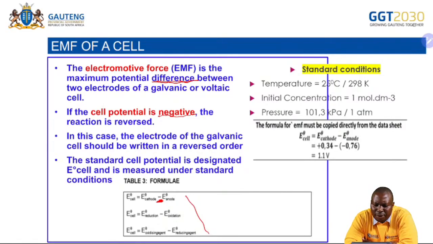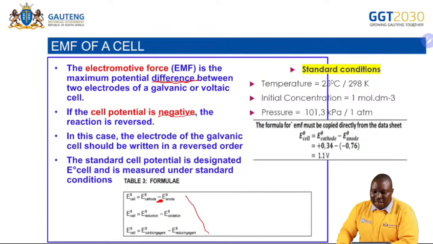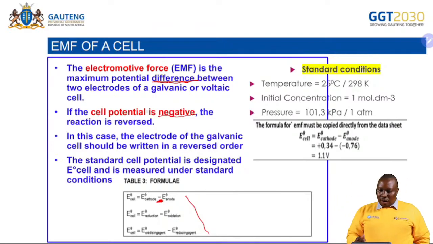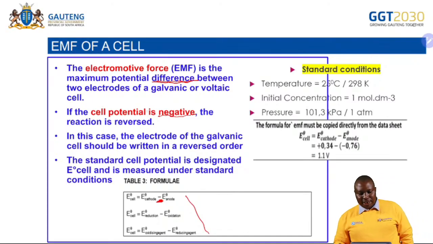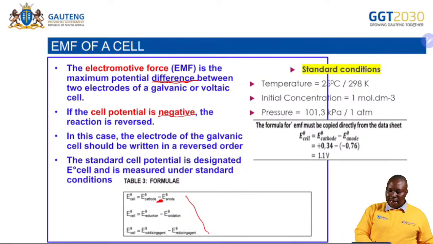So when you go to the table, if you look at the cell potential, you find that it's negative, you know that the reaction is reversed, meaning that it will be the reverse reaction. That's the one that you will reverse. In that case, the electrodes of the galvanic cell should be written in a reversed order. So you will write in a reverse order. I will show you how to do that. Then we'll talk about the standard cell potential. It is designated E of a cell.